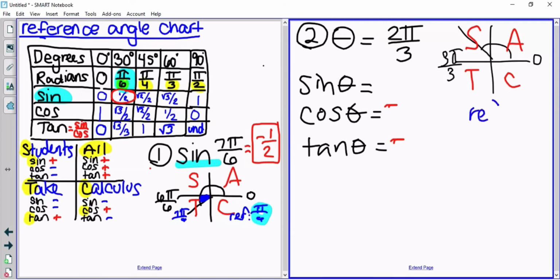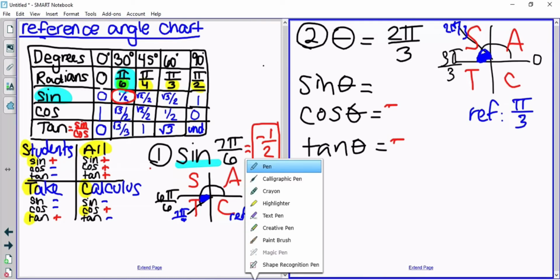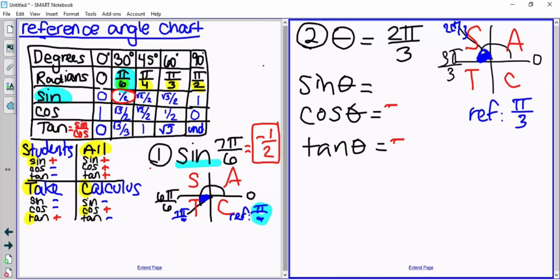Then I'm going to come up with my reference angle. Well, this was 2 pi over 3. My reference angle is right here. The distance between 2 pi over 3 and 3 pi over 3 is pi over 3. So let's come back and let's look at that reference angle chart to come up with all my answers here. I will circle in purple. Reference angle is pi over 3.